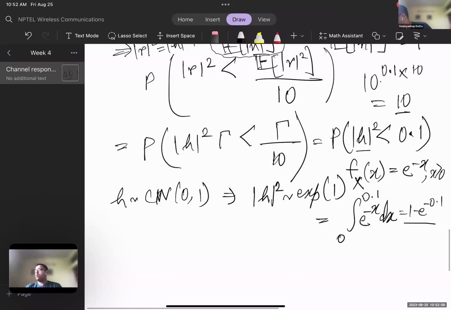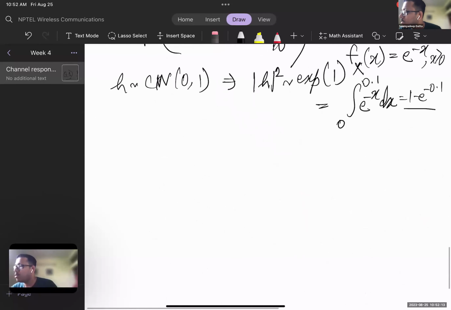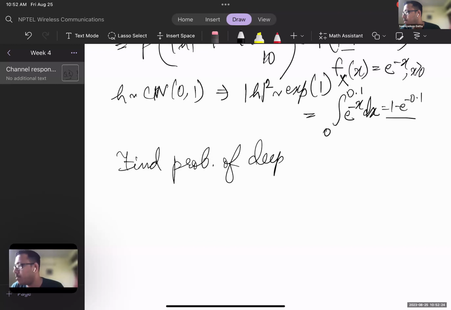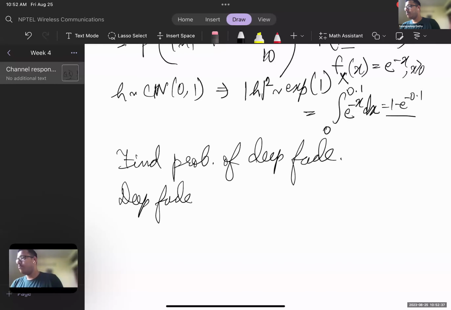Let's say in the same question, for everything, every other thing the same, you are asked directly to find the probability of deep fade. Deep fade. So this is also a technical term that you need to understand, and it follows from the same concept. So what do we mean by deep fade? Can anybody tell me? What do we mean by deep fade?